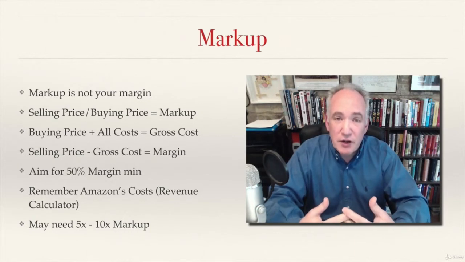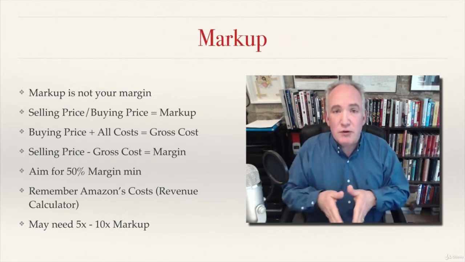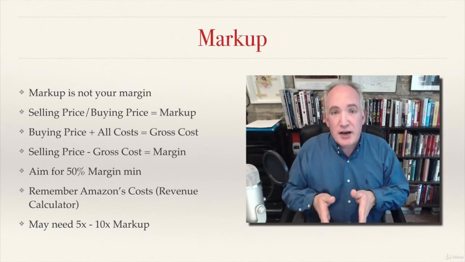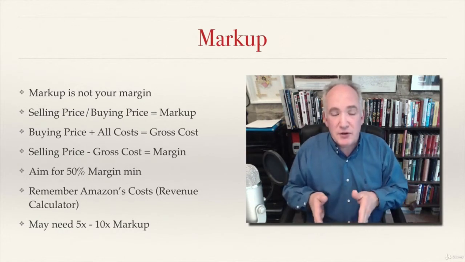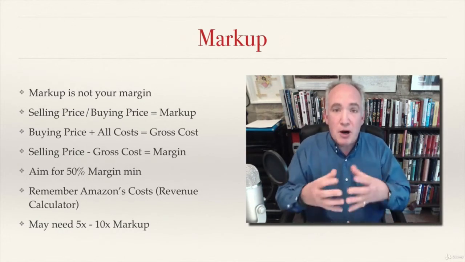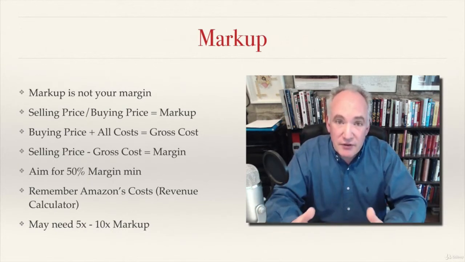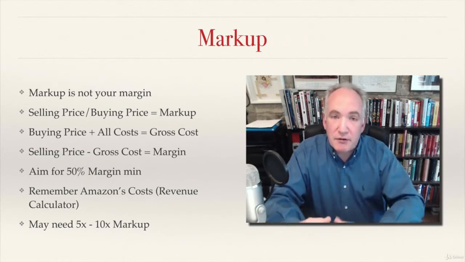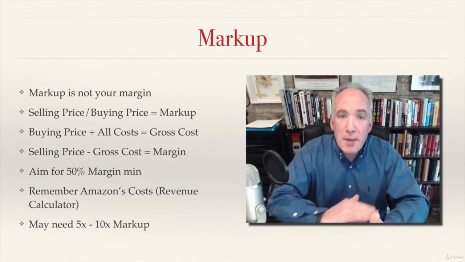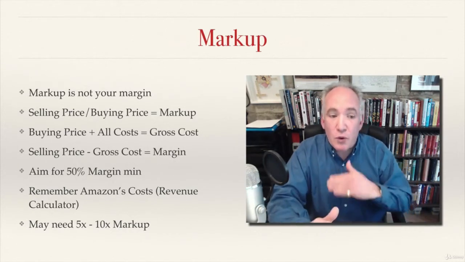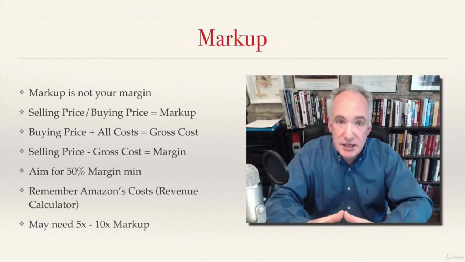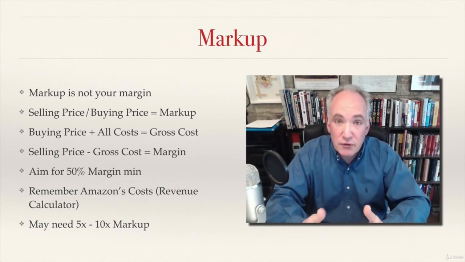So if you sell for 100 and you've got all your additional costs of say 40 and your buying price is 10, 40 and 10 is 50, minus 100, your margin is 50. And 50 or 50%, because we've been doing it over 100, is actually, I think, where your minimum margin should be once all your costs have been taken into consideration. And that, of course, includes all the costs that Amazon are going to charge you for the FBA service, which is fine. You can find that in the revenue calculator.